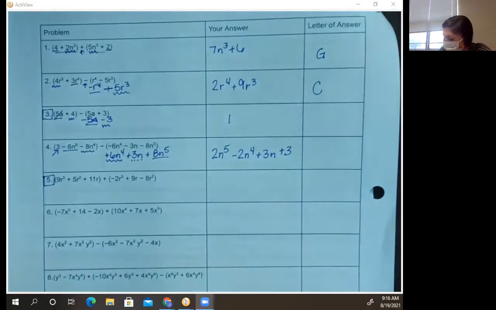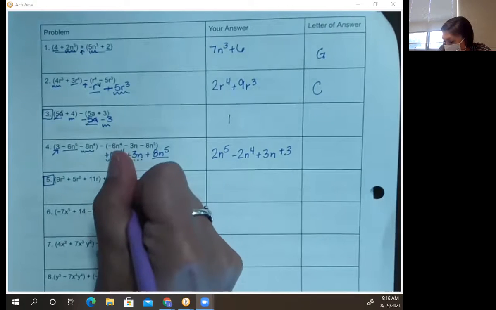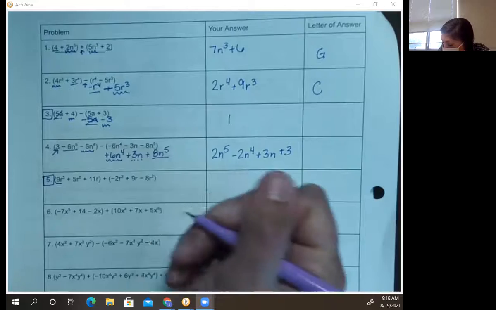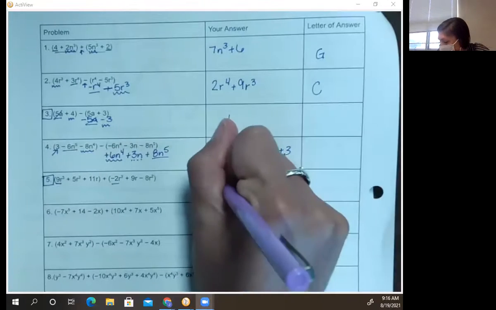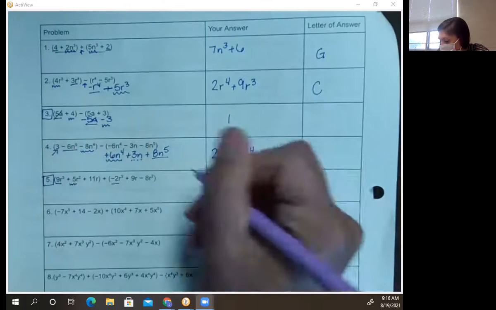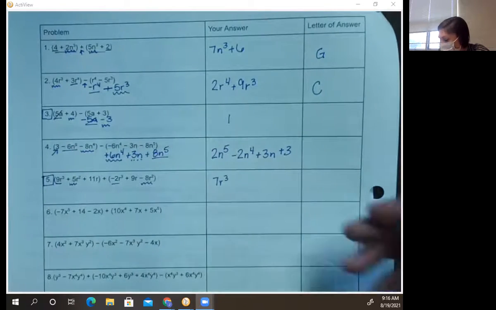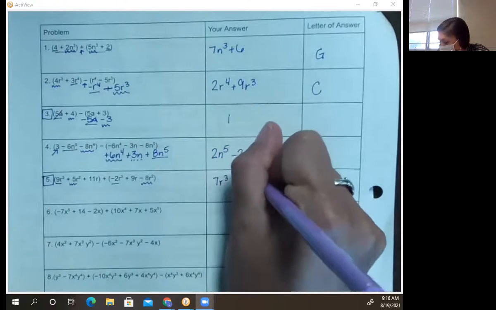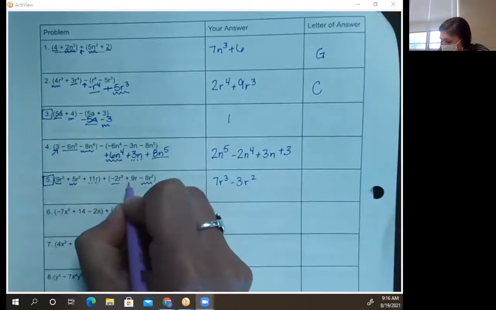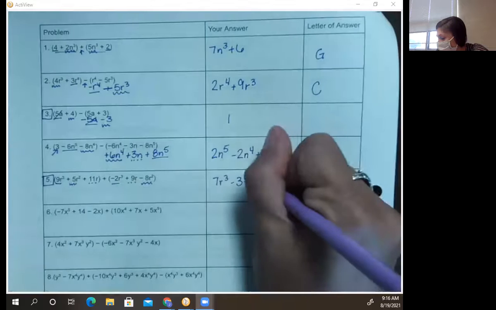Okay, so a lot of good work as I walked around. Remember, with addition, we don't need to rewrite. We can jump straight to combining our like terms. So my greatest exponent is 3, so I'm going to combine the r cubed terms first. So 9r cubed minus 2r cubed would be 7r cubed. And then I've got 5r squared minus 8r squared, that would be minus 3r squared. And then I've got 11r plus 9r, that would be 20r.